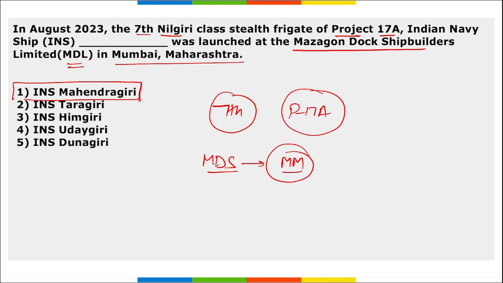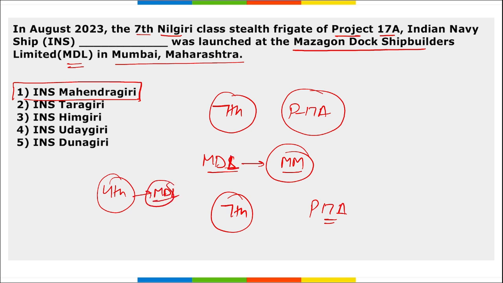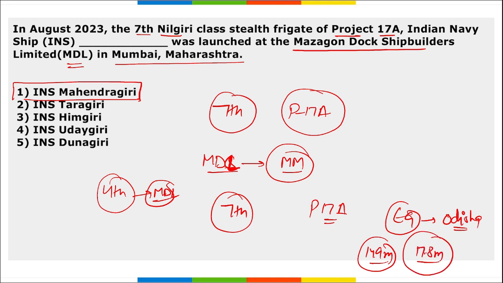And this INS Mahendragiri is the 7th and the last stealth frigate of Project 17A of the Indian Navy, and it is also the 4th frigate that will be constructed by Madgaon Dock Shipbuilders Limited, that is MDL. Right, correct this, MDL, Madgaon Dock Shipbuilders Limited. Then remember this Mahendragiri, this frigate has been named after a mountain peak that is in Eastern Ghats, located in Odisha. And the length of it is 149 meters with a width of 17.8 meters, where the launch weight will be of 3450 tons and is capable of reaching a speed of 28 knots.